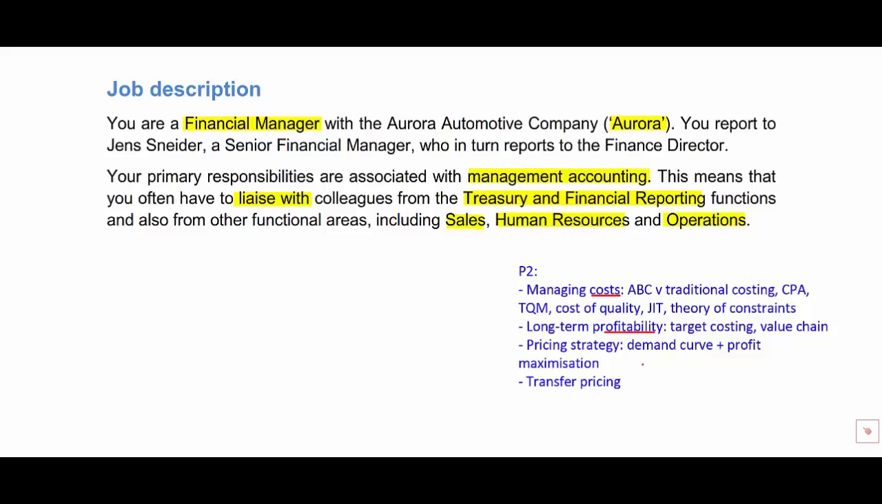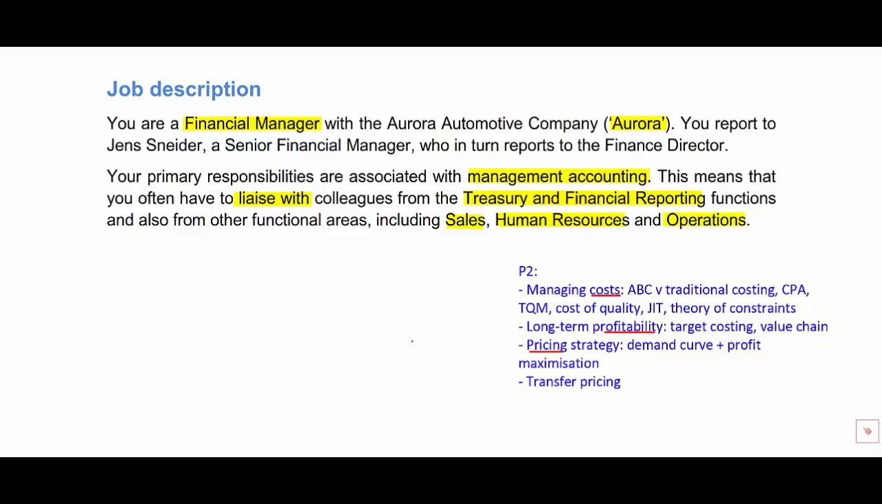You think about the demand curve, establishing what the price elasticity is in this industry, whether there is sensitivity to price changes and how that would affect the way you set the price. Profit maximization considerations are important too.